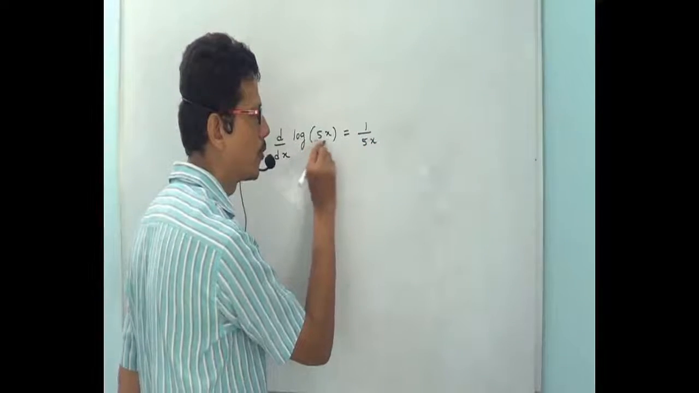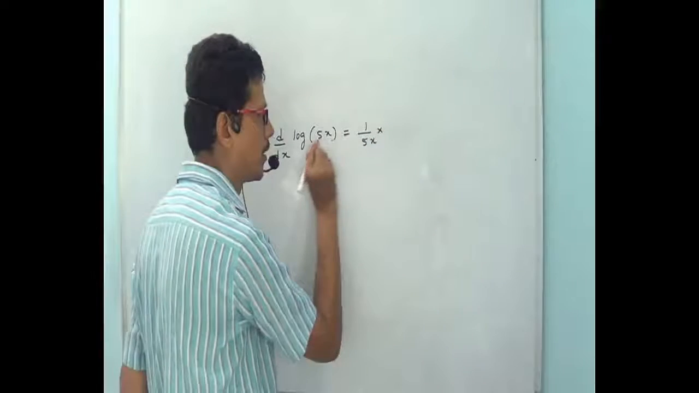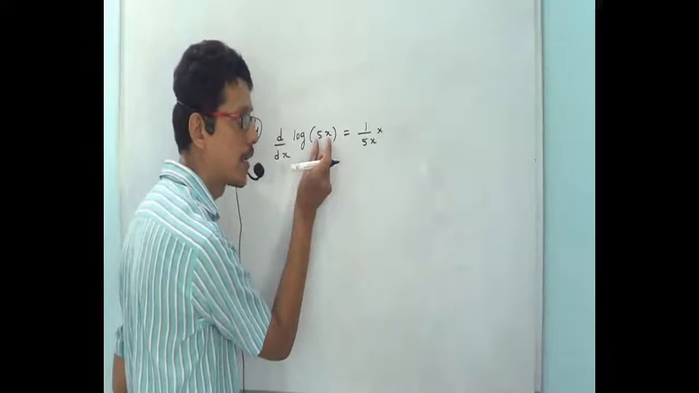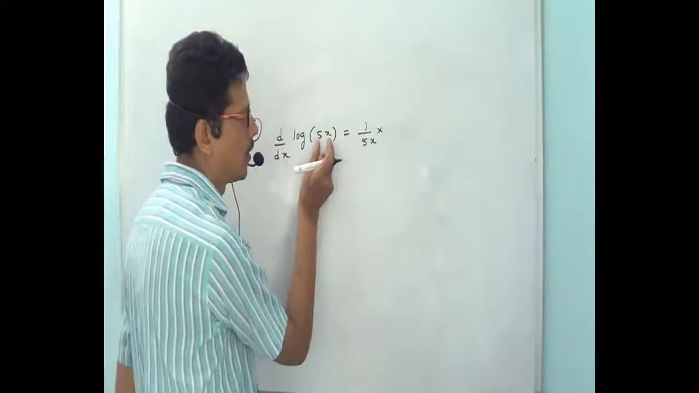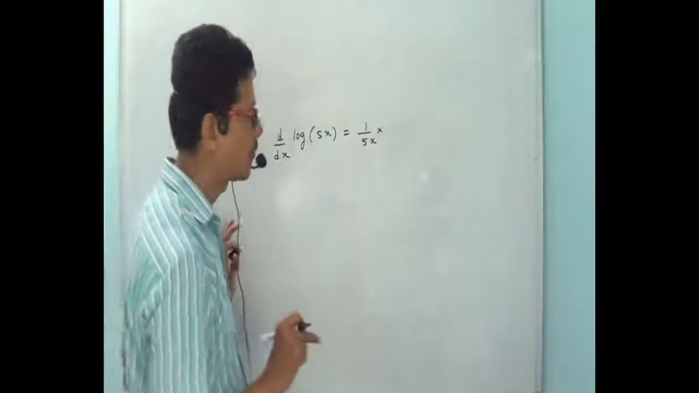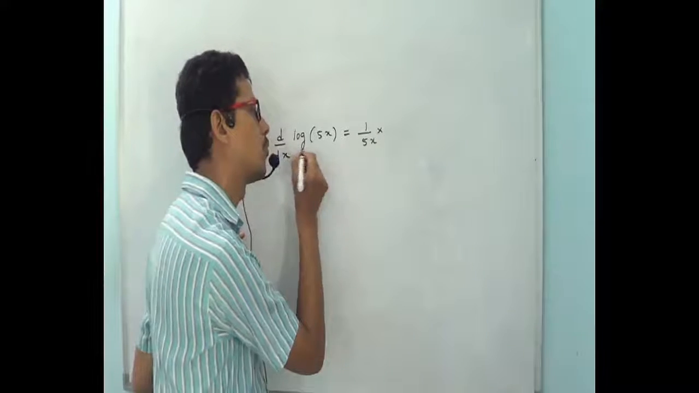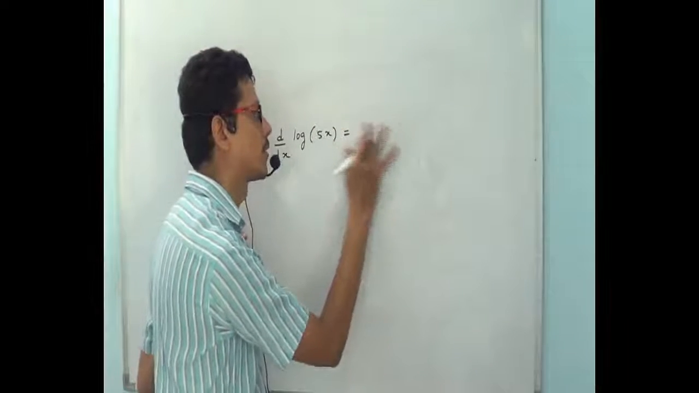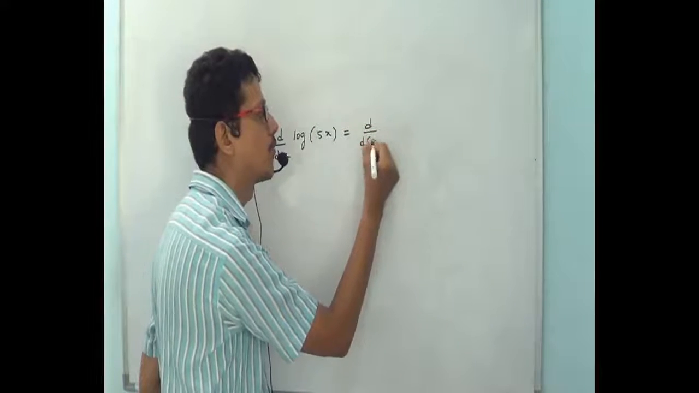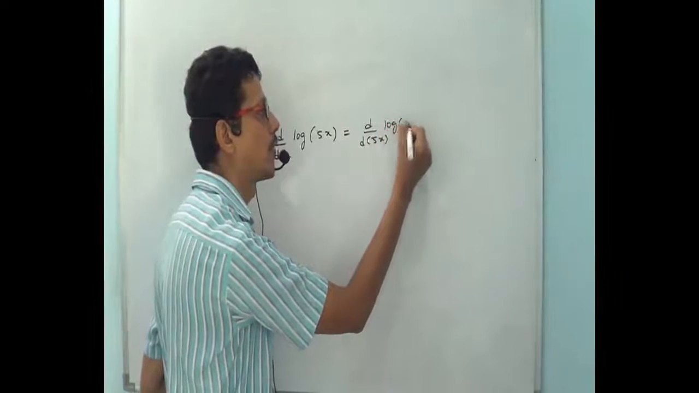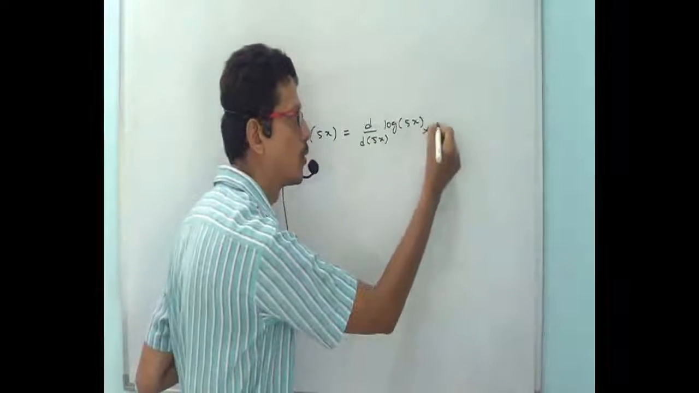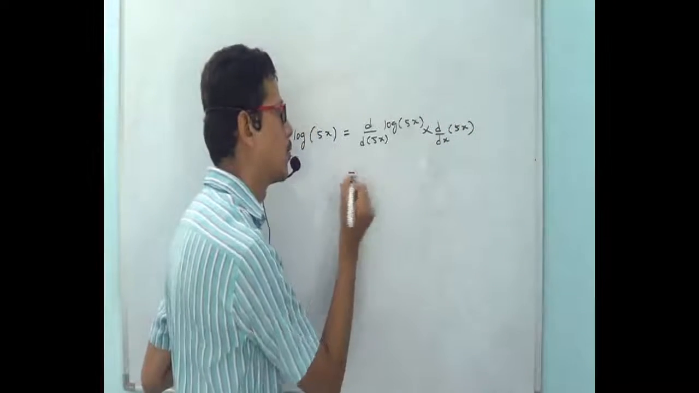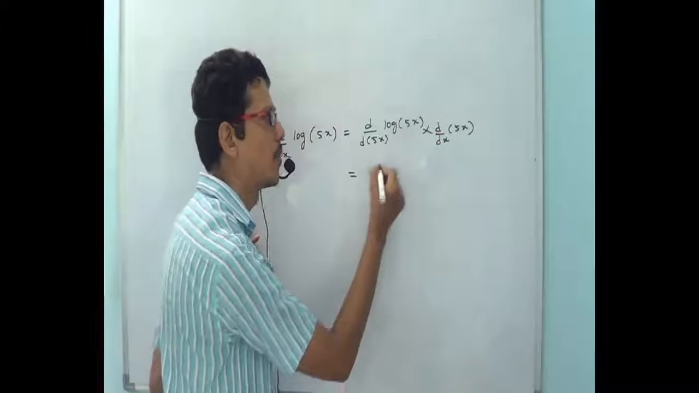Then you have to do the derivative of the inside function. There are two functions here. Log is one function and inside there is another function. If such type of questions are given, first you have to do the outside derivative with respect to this function. I have to write it like this: d by d(5x) of log 5x, into d by dx of the inside function. And this is 1 by 5x.